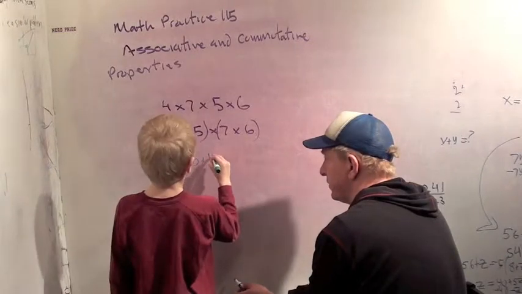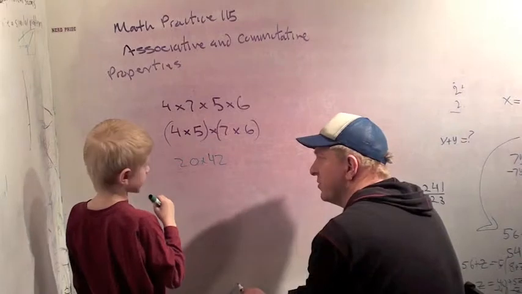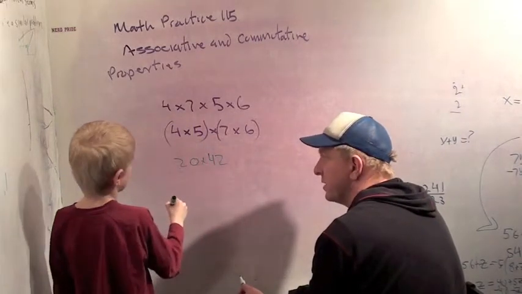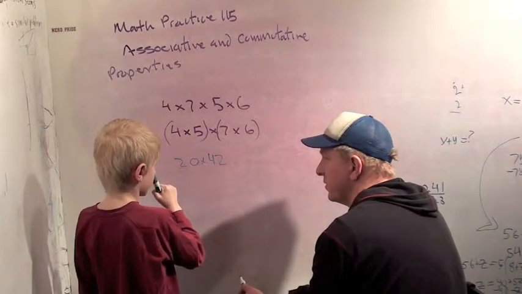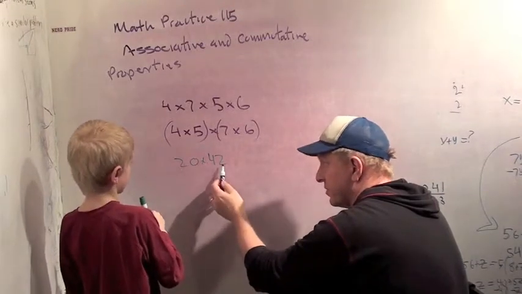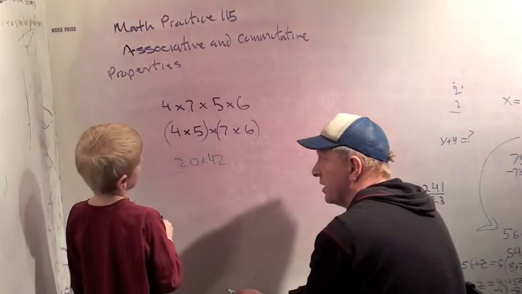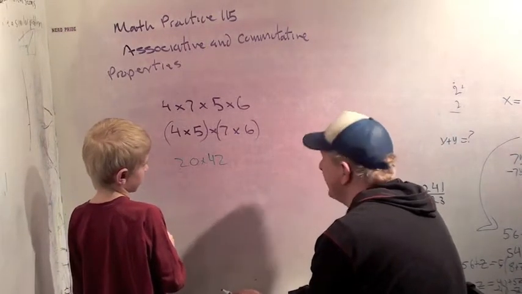Okay. Now we have to do 20 times 42. How are we going to do that? Well, we can just do 2 times 4, which is 8, and then 2 times 2, which is 4. Okay, so it's 2 times 40, which is 80. 2 times 2, which is 4. So 2 times 42 is? It's 82.